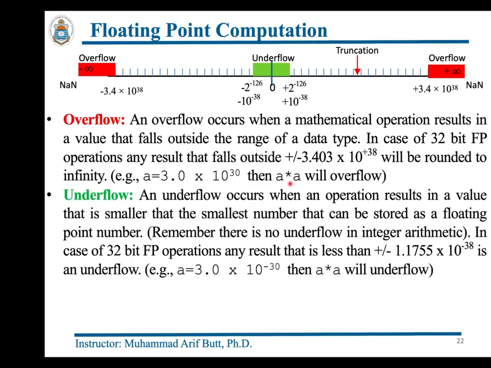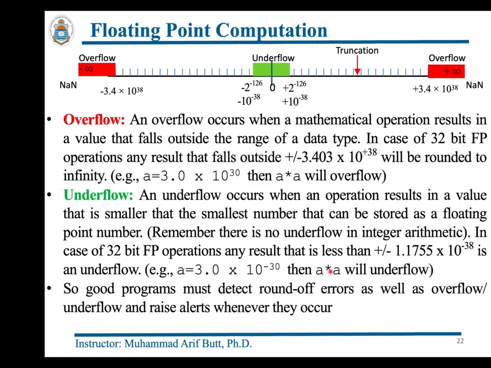Now let us talk about underflow as well. An underflow occurs when an operation results in a value that is smaller than the smallest number that can be stored as a floating point number. And remember, there is no underflow in integer arithmetic. In case of a 32-bit floating point operation, any result that is less than 2 raised to the power minus 126, both positive or negative, will cause an underflow. For example, if a is a variable that contains 3 into 10 raised to the power minus 30, then if you multiply a with a, that will cause an underflow.